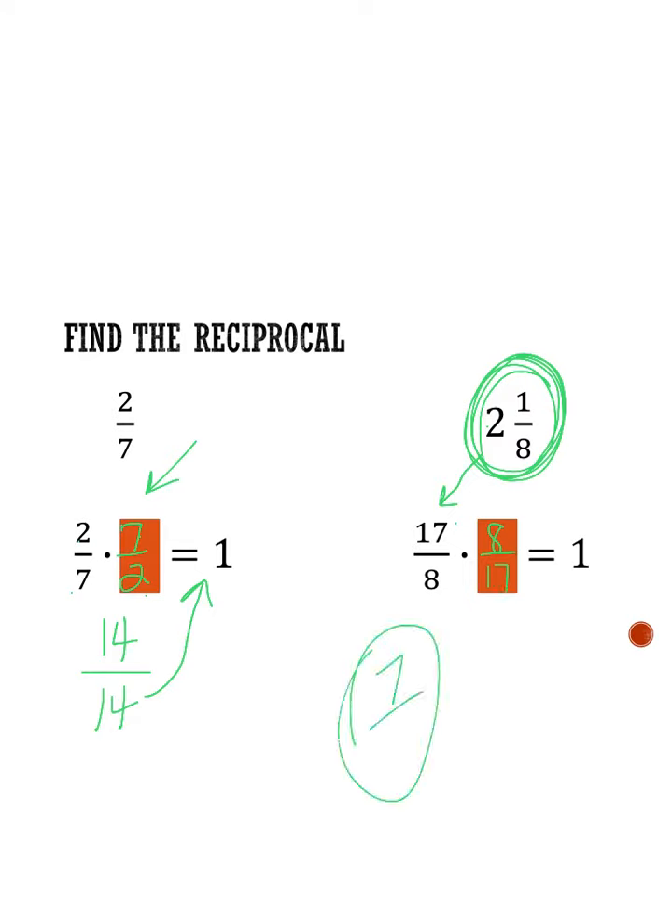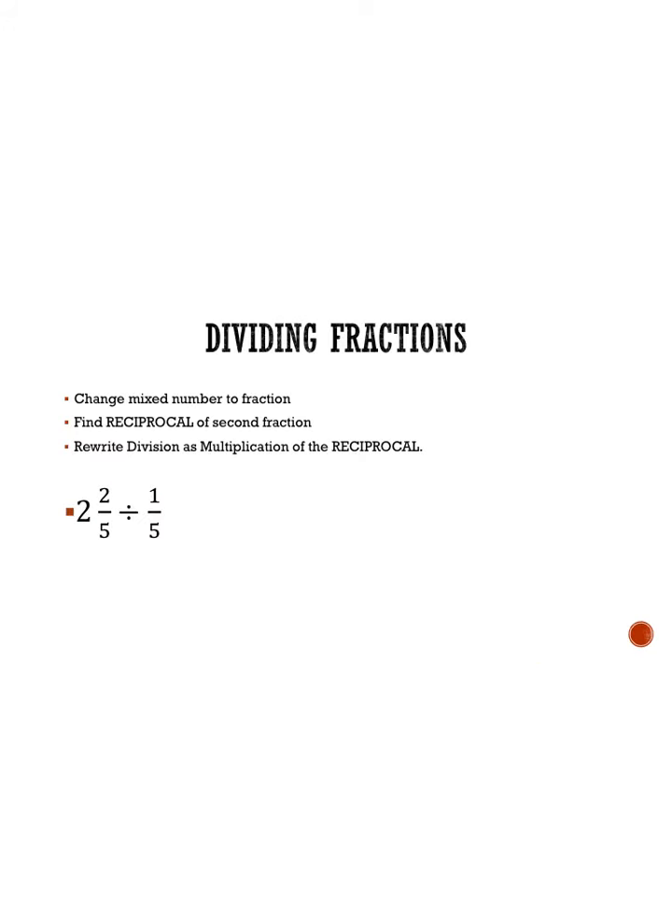So for 7/10, the reciprocal would be 10/7, but you always have to remember to change any mixed number to a fraction first. Dividing fractions is one more step than multiplying fractions. So you're going to change the mixed number to a fraction first, same as before. 2 times 5 is 10, 10 plus 2 is 12/5. And then the next step is to find the reciprocal for 1/5, which we found earlier, which is 5/1. Here's my reciprocal.